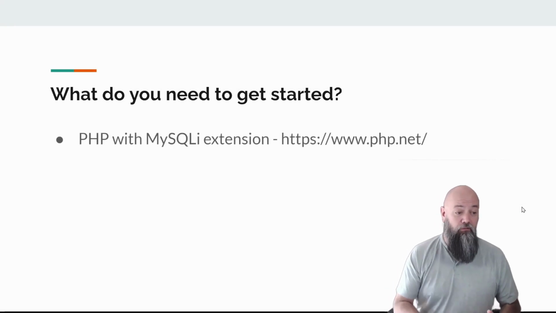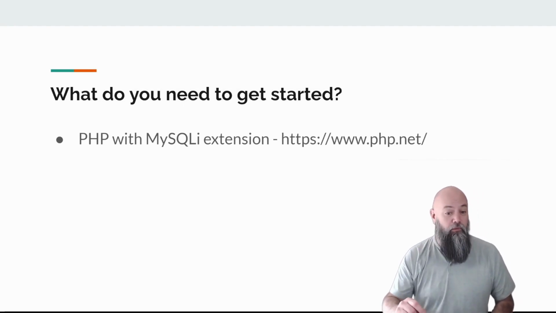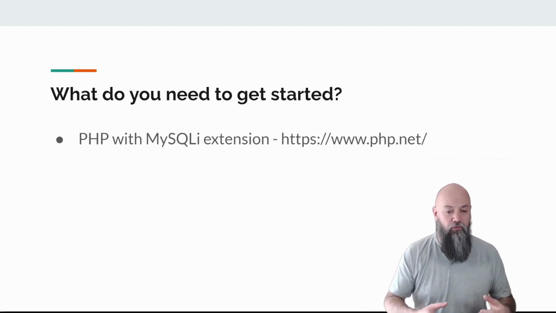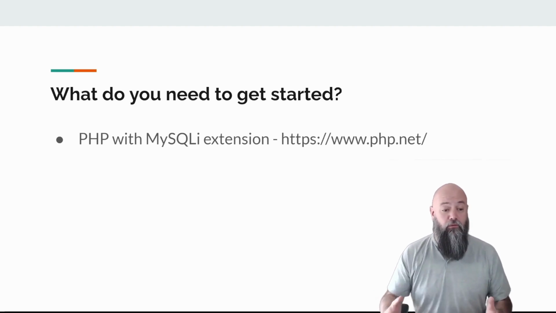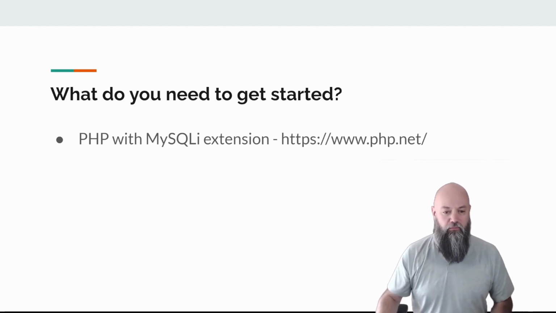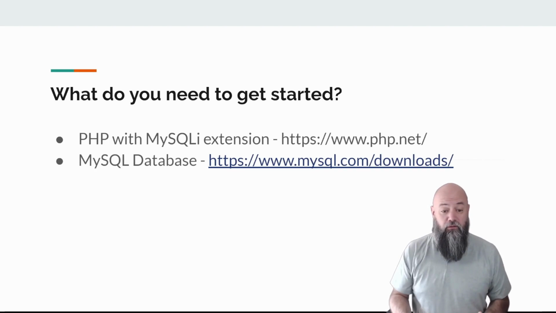The first thing is that we need to have PHP installed on your machine or wherever you're doing your development. And we're going to need the MySQLi extension. This is what we're going to use to actually connect to a database. It's a driver that gets installed with PHP so that we can connect to the database and do all of our database interaction. You're going to need MySQL Database installed on your machine as well.